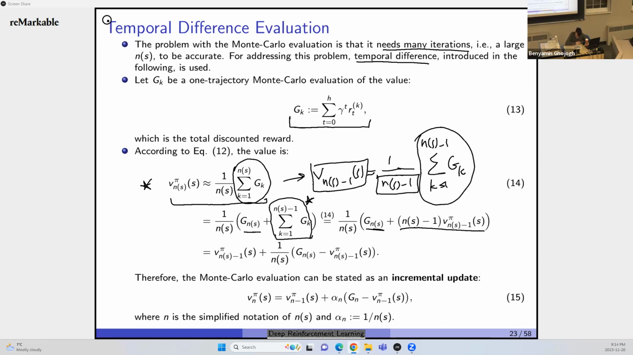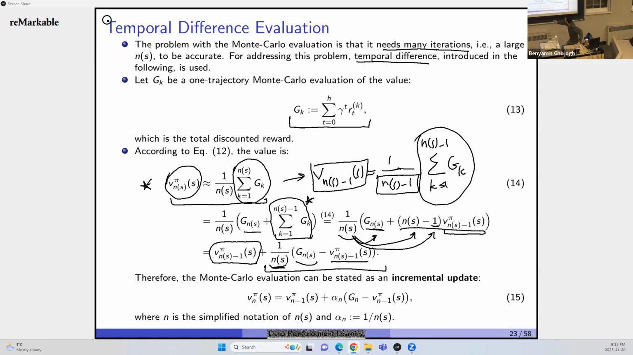Okay? Now, G_{N_S} over N_S is here. I have minus V_{N_S-1} over N_S, which is here. I'll also have N_S times V_{N_S-1} over N_S. So I will have V_{N_S-1}. So simply I multiplied this to these elements, okay? What happened? Interesting. V_{N_S}(S) became V_{N_S-1} plus some other thing.